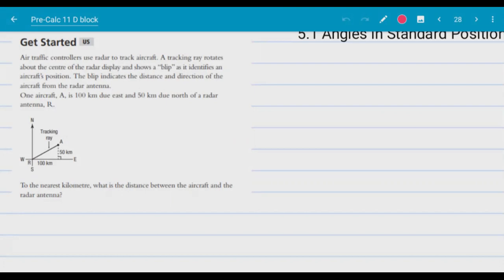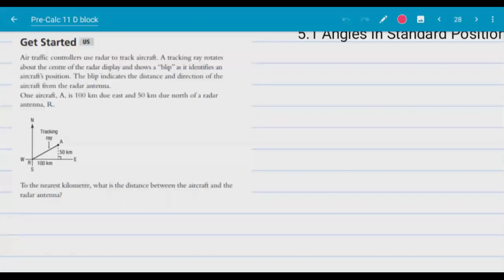Okay, let's begin. Air traffic controllers use radar to track aircraft. A tracking ray rotates about the center of the radar display and shows a blip as it identifies an aircraft's position. What it's saying is that as air traffic controllers try to figure out where an aircraft is, they look at the radar, and on the radar display, an aircraft is not shown as a plane. It appears as a blip. So as it moves, it will tell the air traffic controllers the distance and the direction of the aircraft.